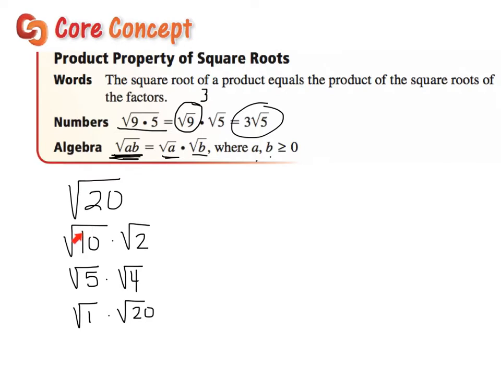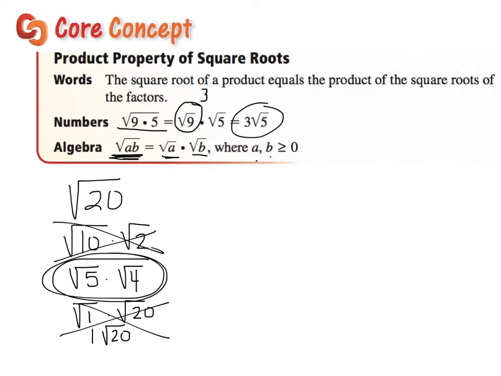I cannot take the square root of 10. I cannot take the square root of 2. Therefore, this cannot be simplified. On the last one, I can take the square root of 1, that's 1. But the square root of 20 is still there, so I'm left to what I have at the beginning. So you're never going to break something up with a factor of 1. But here, the square root of 5, I cannot do anything with. But the square root of 4 I can, because that's a perfect square. That gives me 2. So that would give me the answer 2 root 5.